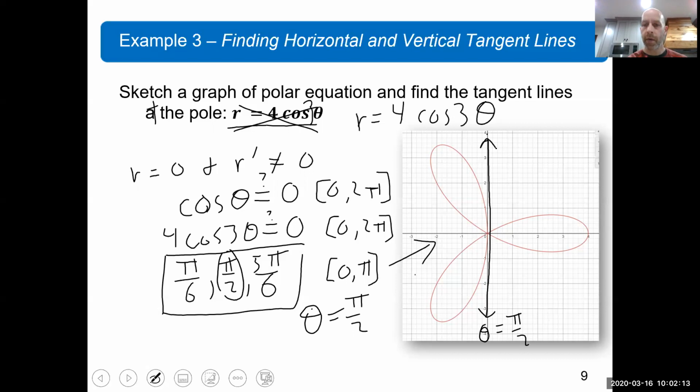You can probably guess what this one is right here. This is the line theta equals pi over 6. That is also a tangent line through the pole. And then finally, you can probably guess what this last one is. I didn't do a very good job at graphing that. That would be the line theta equals 5 pi over 6.